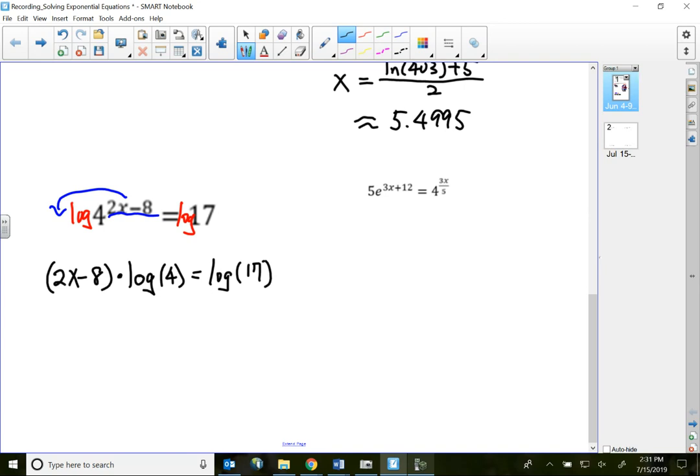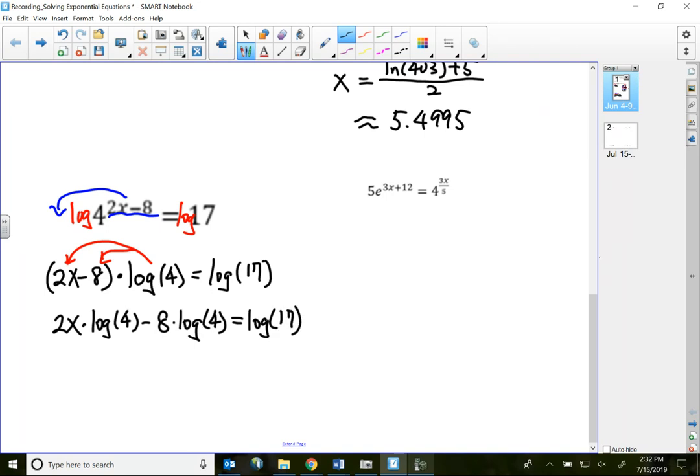All right. So now my x is trapped. This is only two terms right now. My first term on the left, the variable x, is trapped inside these parentheses. So I will have to do a distribution. I'm going to take my log of 4, which is an irrational number, do my distribution, and I will get 2x times log of 4 minus 8 times log of 4, which is equal to log of 17.